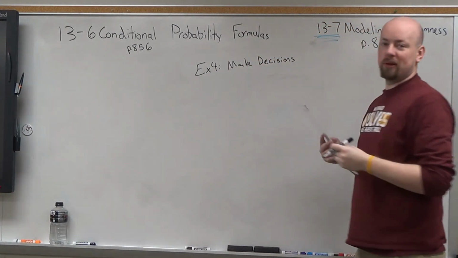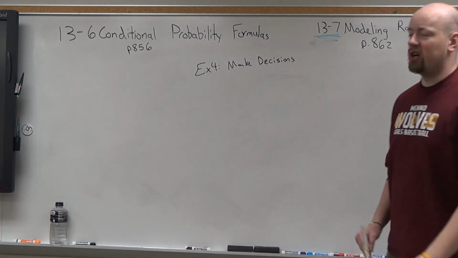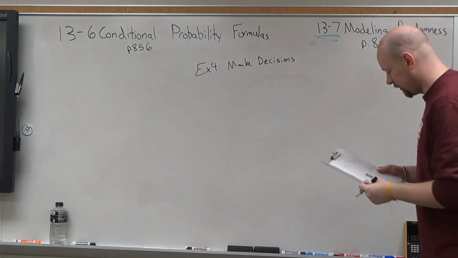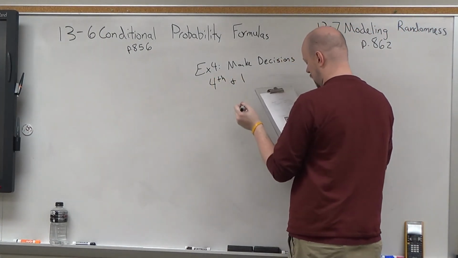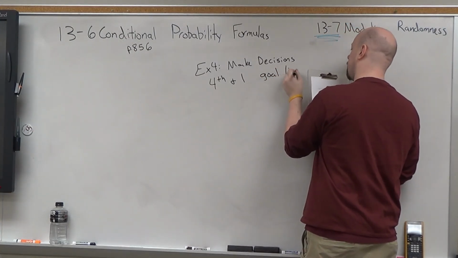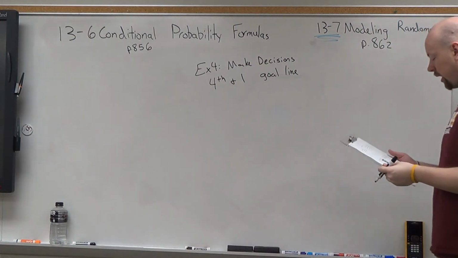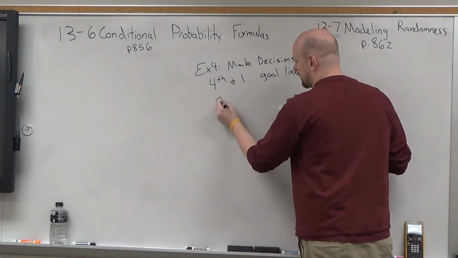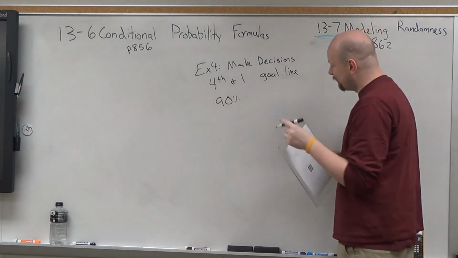You are all now football coaches. Let's go kick a touchdown. Okay. So it is 4th and 1 on the goal line. For those of you who don't know, the goal line is right before the end zone. Okay. You have a 90% chance to make a field goal. It can't be 100% because I'm sure a lot of you are Bears fans.